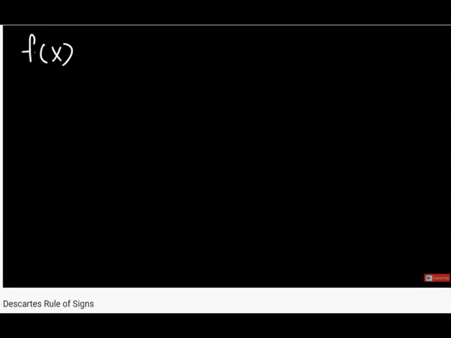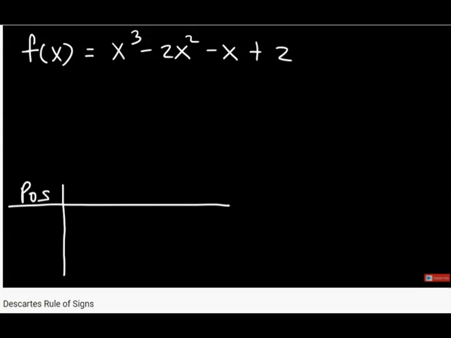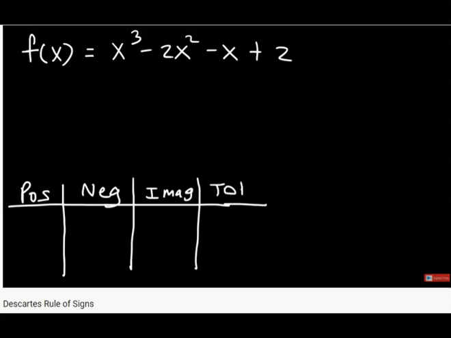Let's say that f of x is equal to x cubed minus 2x squared minus x plus 2. Now let's make a table. So we're going to have the positive real zeros, the negative real zeros, the imaginary zeros, and also the total. Now notice that we have a polynomial with a degree of 3. So the total number of zeros should be 3.